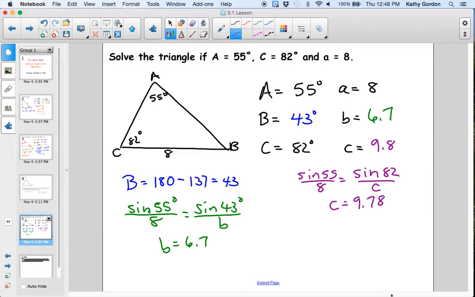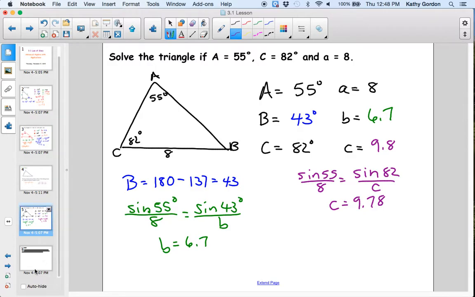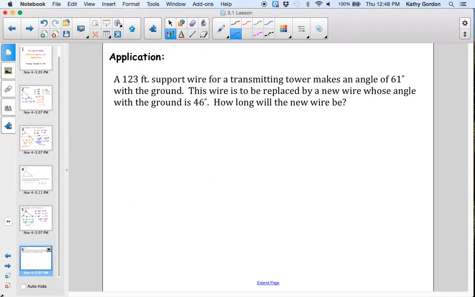Alright, then our last problem for today. We want to be able to take this and use it in a more realistic kind of situation. So this is actually the problem at the bottom of the back side of your notes page, if you haven't noticed it yet. It's written out there so you don't have to copy it down. Okay? So it says we have a 123-foot support wire for a transmitting tower that makes an angle of 61 degrees with the ground. This wire is to be replaced by a new wire whose angle with the ground is going to be 46 degrees. So the question is, how long will the new wire be?